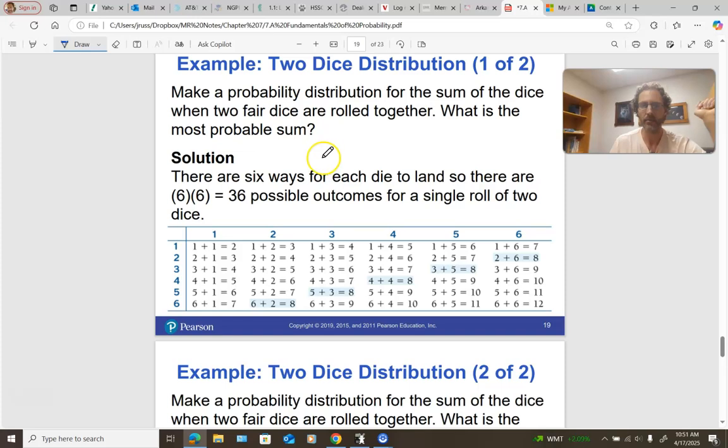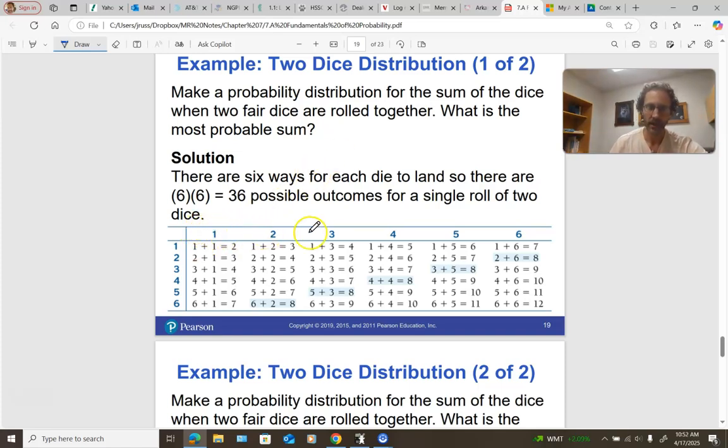Well, this is an example right here in which it says make a probability distribution for the sum of the dice when two fair dice are rolled together, and then what is the most probable sum? Think about the game Monopoly, if you've ever played that, or any board game that requires that you roll two dice and add them together.